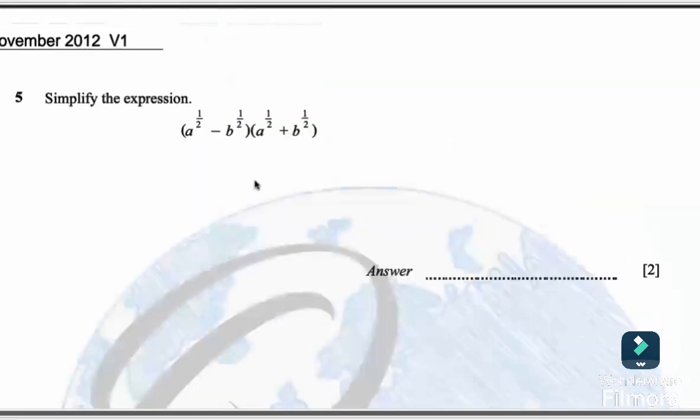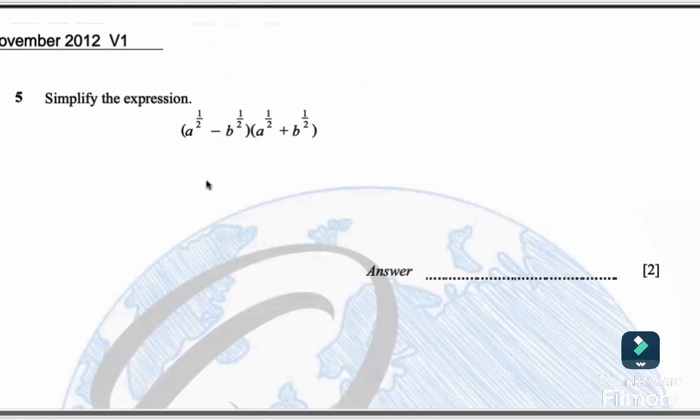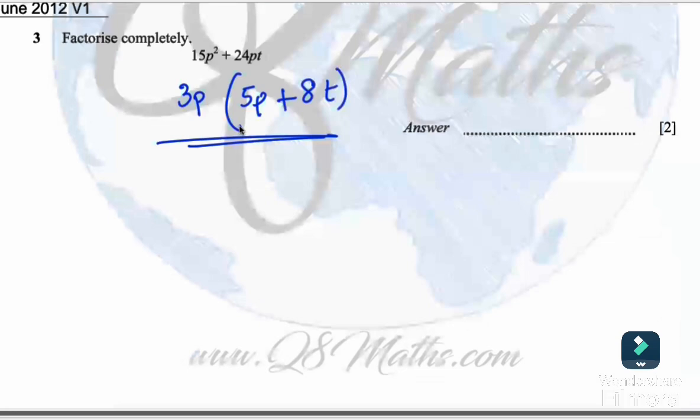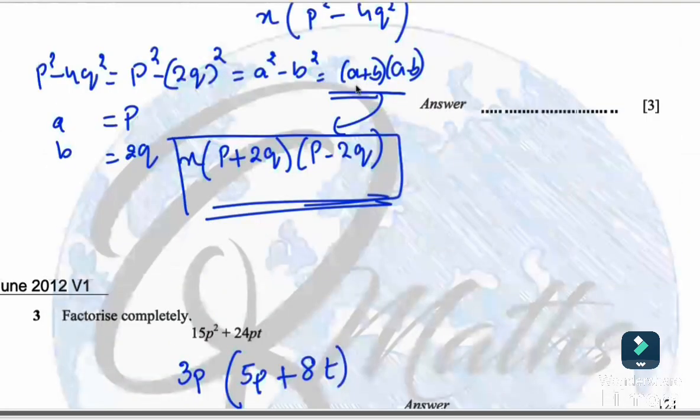Now, see, already I have explained about the identity we can use in the previous problem. A square minus b square. Look at this problem over here. A square minus b square is equal to (a plus b) into (a minus b). The same identity I have to use here again.